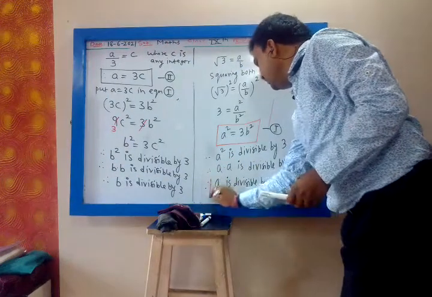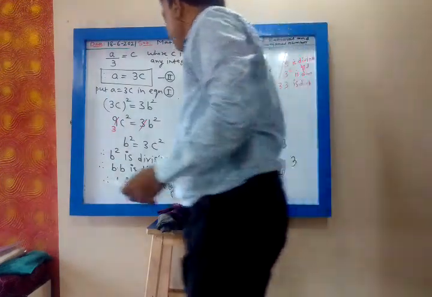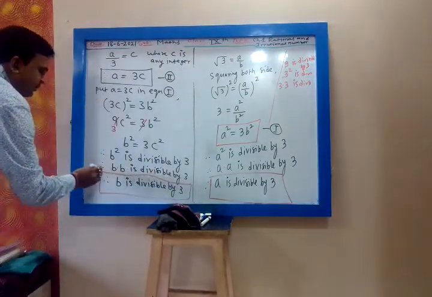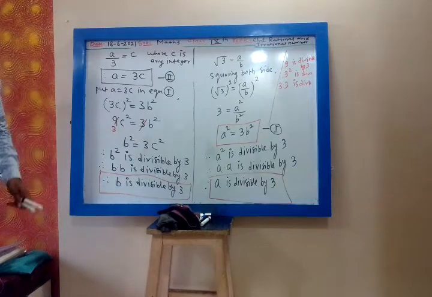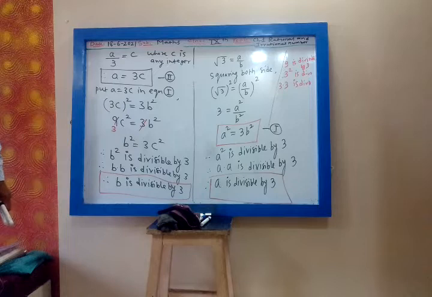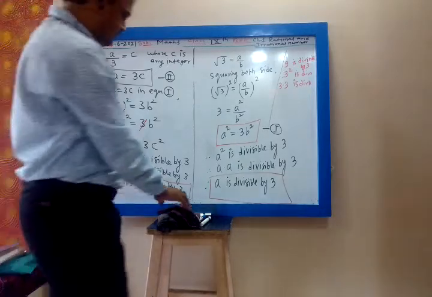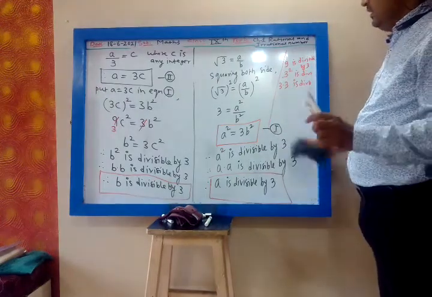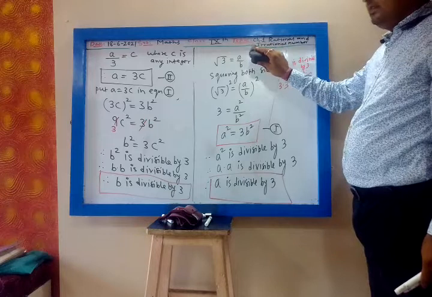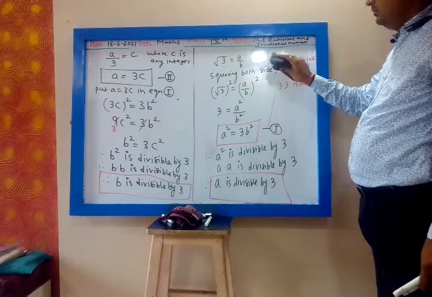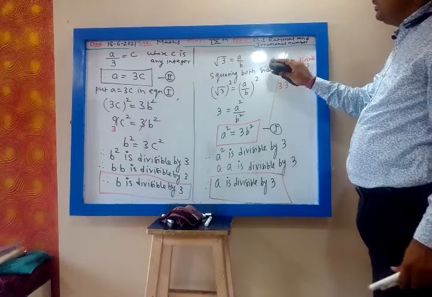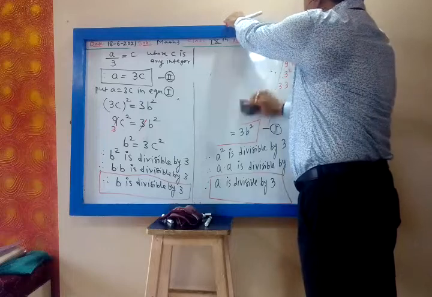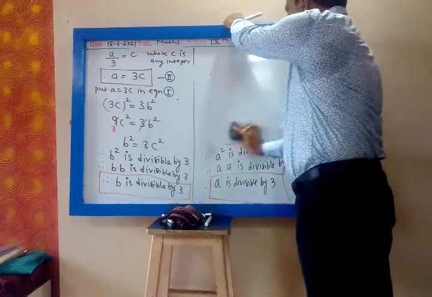So now this is my statement. A is divisible by 3. B is divisible by 3. So A and B both are divisible by 3. Yes or no? Yes. This part is over. Have you finished writing? Yes. So A is divisible by 3, B is divisible by 3.